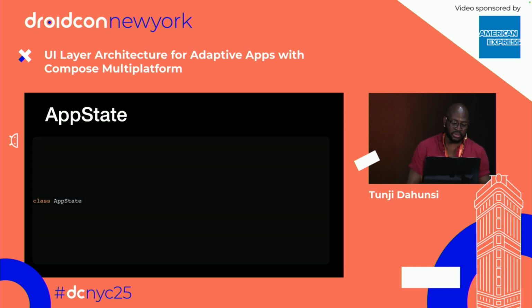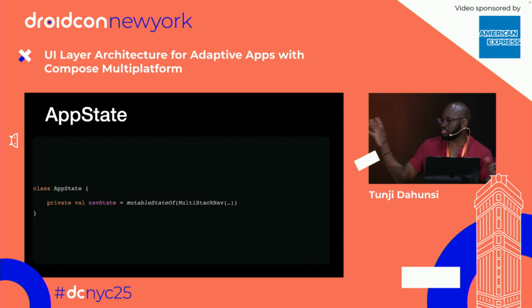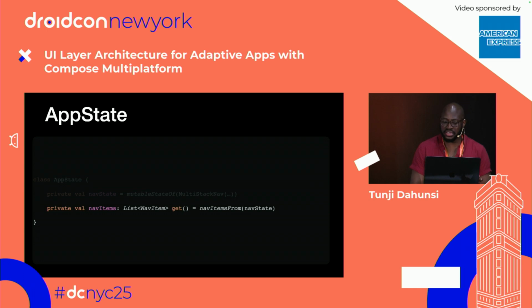Let's take a look at app state. My app state is pretty much a simple class. In it, I have my navigation state. Notice how it is Compose state backed, and it's a mutable state of that multi-stack nav, that tree that I defined earlier, right? This is in my app state. Then I have a list of navigation items. In other words, these are the items in my navigation bar and my navigation rail. Notice that I'm deriving that from my navigation state.